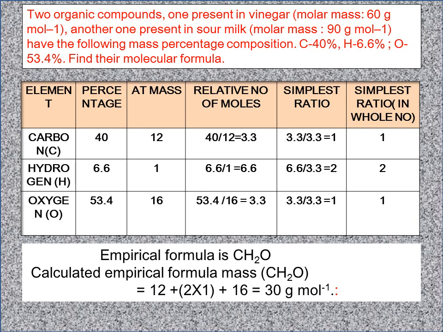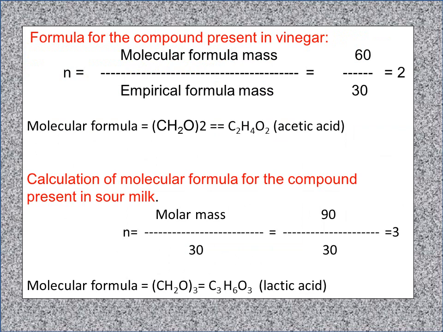Now what are we supposed to calculate? We are supposed to find out the molecular formula. For that we have to find out the N value. N value is nothing but molecular mass by empirical formula mass. First calculate the empirical formula mass. Empirical formula is CH2O. 12 plus 2 into 1 plus 16 will be equal to 30 gram per mole. Now we have calculated the empirical formula mass.